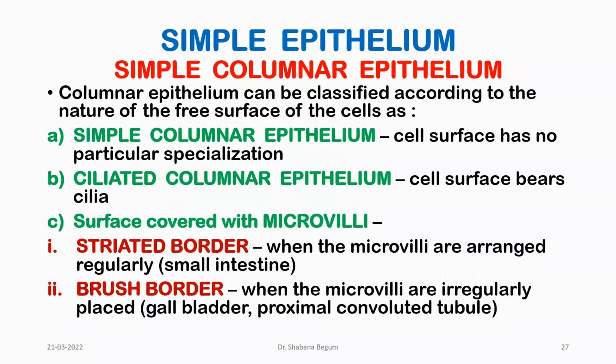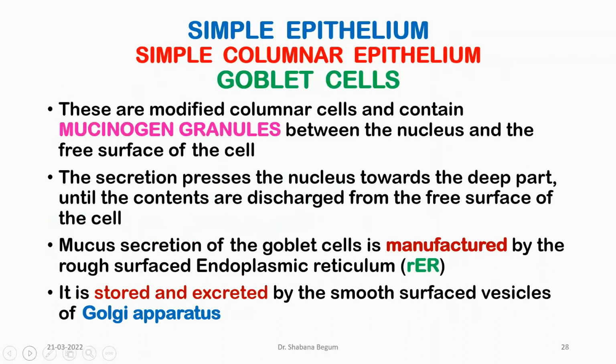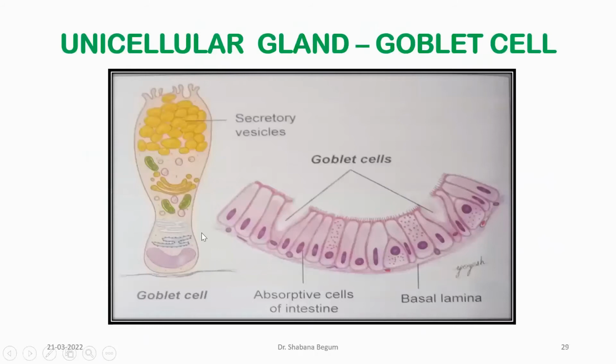Now, the columnar epithelium can further be classified according to some modifications which are present on the free surface of the cells. It may be the presence of cilia or the presence of microvilli. Another type of modified cell is the goblet cells. Goblet cells are special types of cells which are filled with mucinogen granules.